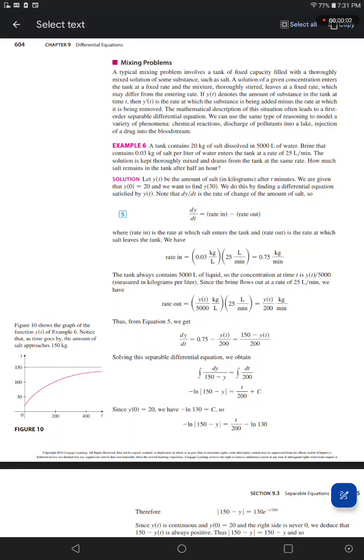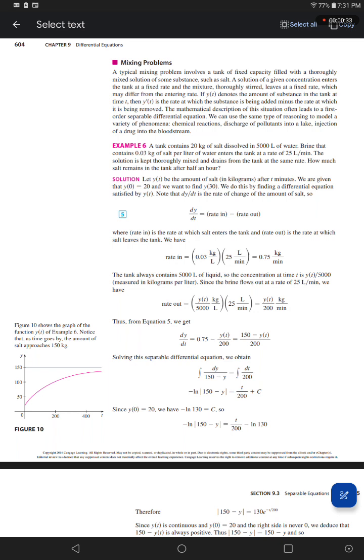Mixing problems. A typical mixing problem involves a tank of fixed capacity filled with a thoroughly mixed solution of some substance, such as salt. A solution of a given concentration enters the tank at a fixed rate, and the mixture, thoroughly stirred, leaves at a fixed rate, which may differ from the entering rate.